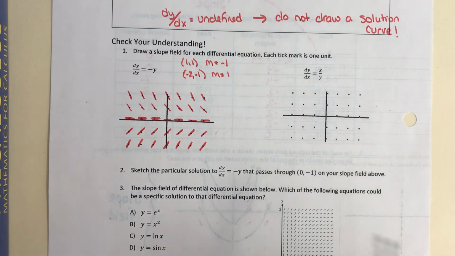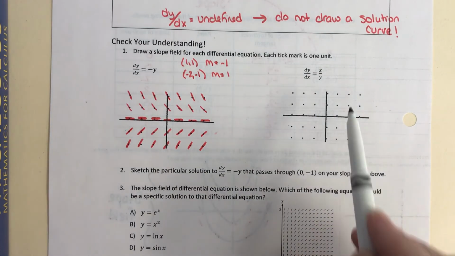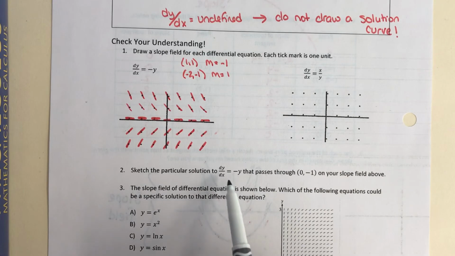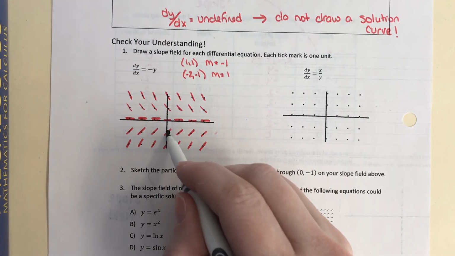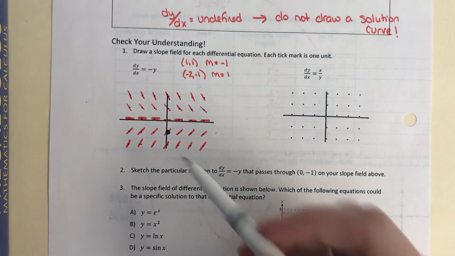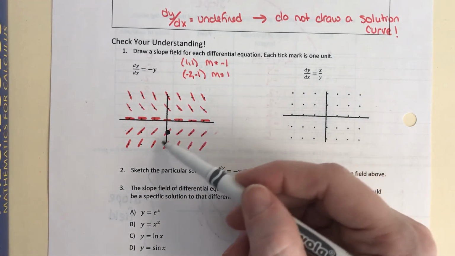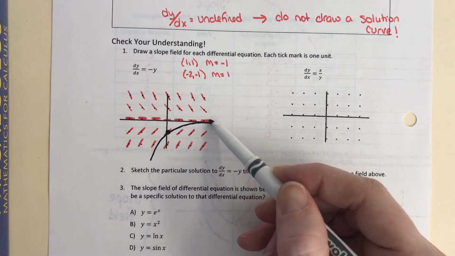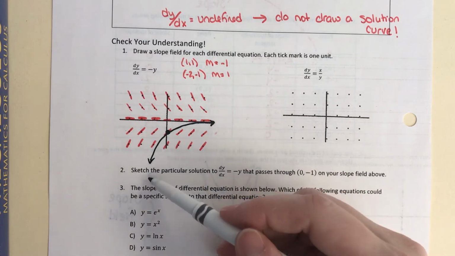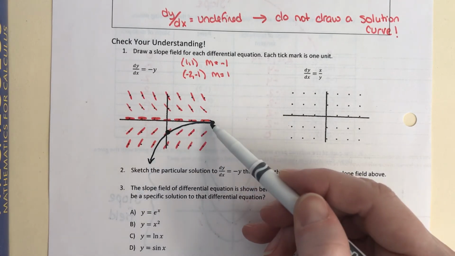So I'm going to skip down to number 2 real quick, then we'll go back and do the second graph here. But number 2 says we're going to sketch a particular solution that passes through (0, -1). So I'm going to find that point, and it looks like the curve kind of goes like this now and levels off. So I'm going to draw a line just like that. We have a steeper slope, and then the slopes go towards 0.